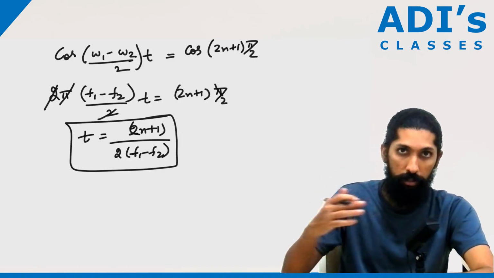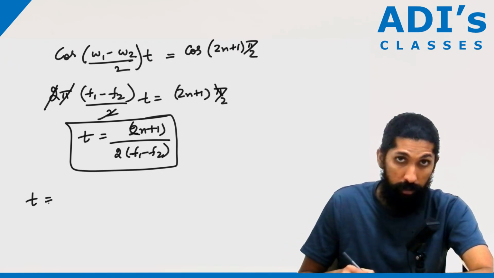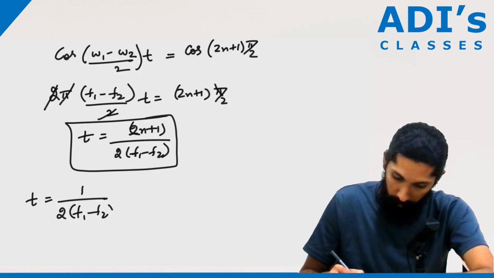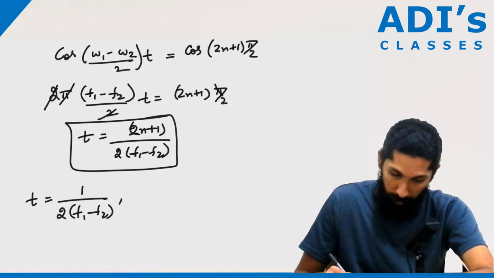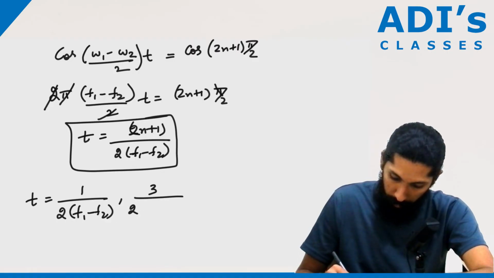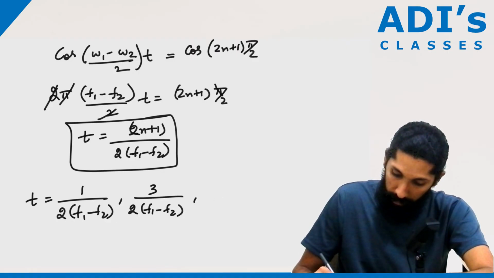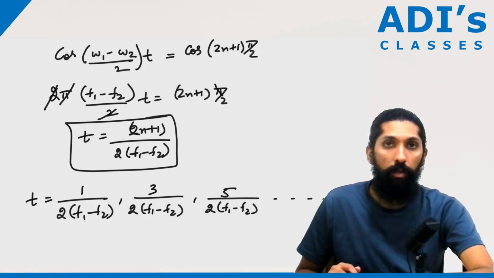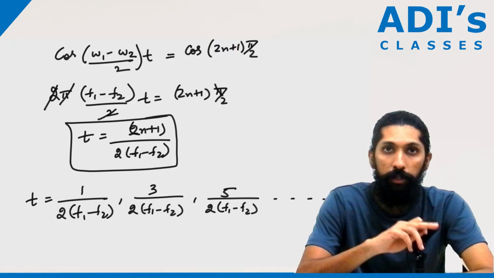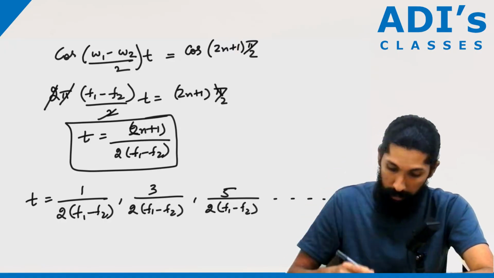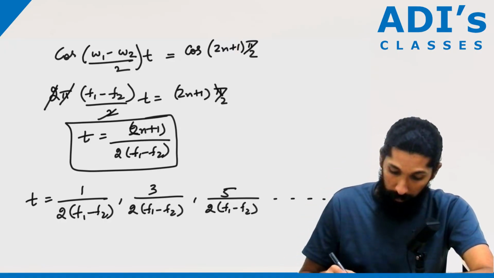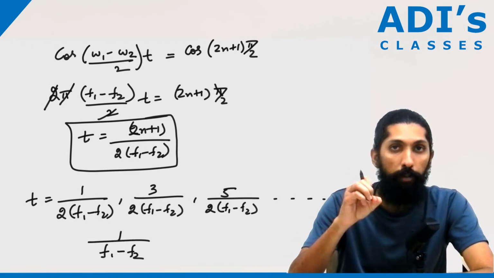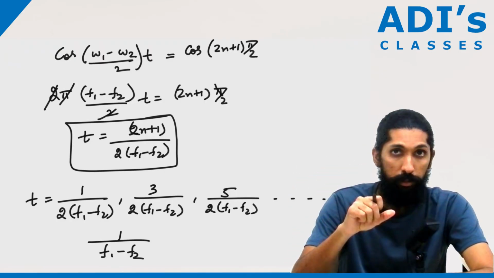Now again, as you start taking the time, the first time is going to be 1 by 2 into (f1 minus f2), correct? The next one is going to be 3 divided by 2 into (f1 minus f2), or 5 divided by 2 into (f1 minus f2), so on and so forth. Again here, if you take the difference between two consecutive beats, whatever it is, that difference is going to be 1 by (f1 minus f2). It is true for maximum displacement and it is true for minimum displacement.